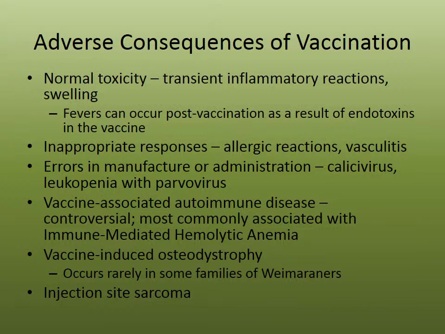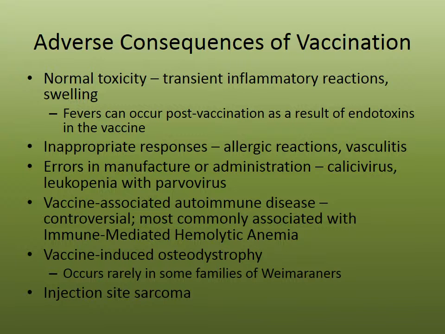Errors in the manufacture or administration of the vaccine. So there have been problems in the past with calicivirus, leukopenia with parvovirus, so there's been historically some issues with manufacture. And that's why we always need to keep track of the lot number on our vaccines. So when we give a vaccine, always make sure the lot number is in the animal's file.